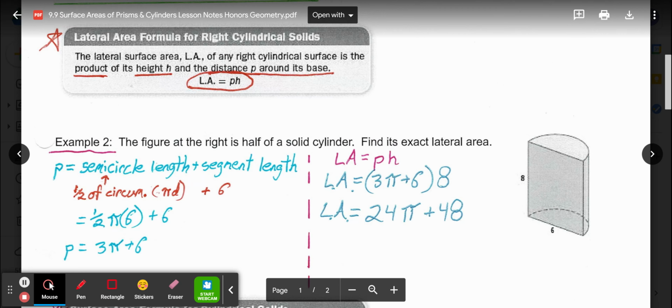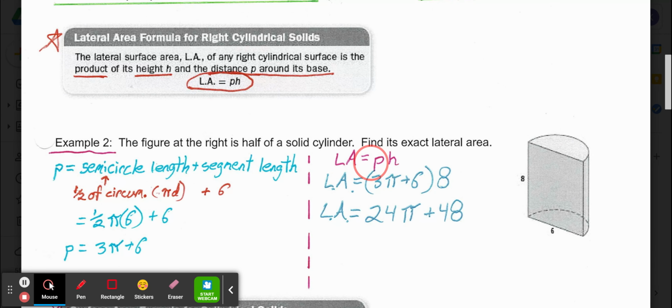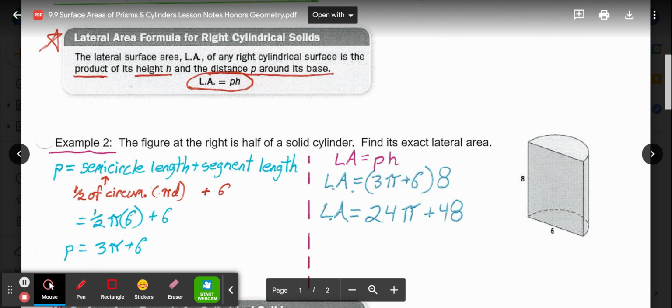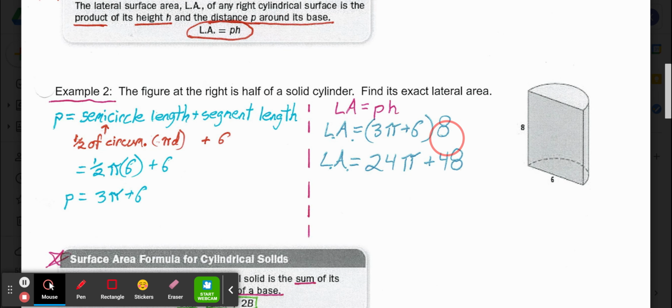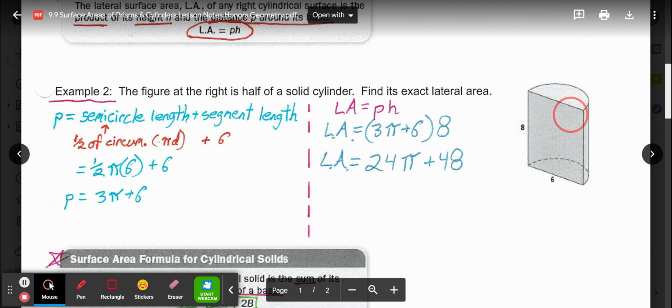Then using our previous formula, lateral area is the perimeter of the base, so 3 pi plus 6, multiplied by the height of our cylinder, which is 8. So 3 pi plus 6 times 8: distribute the 8, so 8 times 3 pi is 24 pi, plus 8 times 6, which is 48. That would be our lateral area, 24 pi plus 48 for this half solid cylinder.